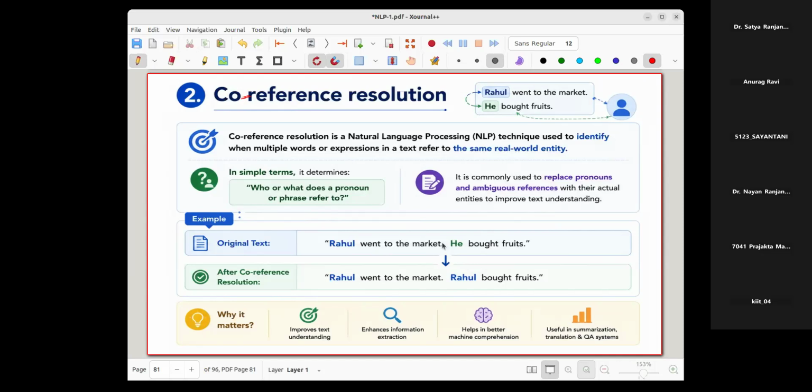There are some methods which are actually going to do it. But the important part is, in order to give more correct information to the model, we need to resolve this. Otherwise, the model may not get the correct reference for he. What is he? So this is called co-reference resolution.